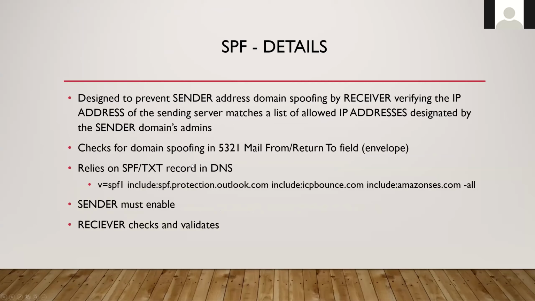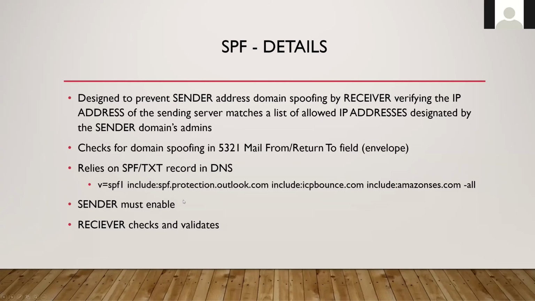So details on SPF. Designed to prevent sender address domain spoofing by the receiver verifying the IP of the sending server matches a list of IPs designated in the SPF record. Checks the mail from, return to field, relies on a TXT record. It's always going to start with v=spf1, and then you include various items. Could be IP addresses, could be DNS records. Of course, if it's a DNS record, behind the scenes it's going to look up all the IPs for that DNS record. And it ends with some type of all. We'll get into the details of that in a little bit.